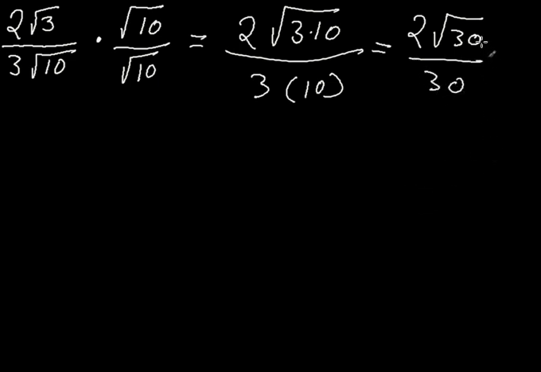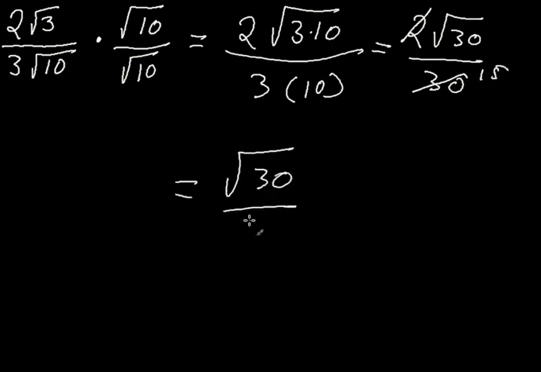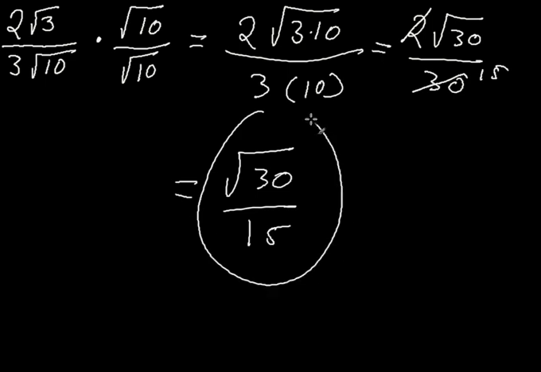And then if I can, I want to simplify this square root 30, but I'm not going to be able to do that because there isn't a perfect square in there. And then I can reduce this fraction. I have 2 over 30, so I can cut the 2 in half, and 15. So my final answer is going to be root 30 over 15. All right, so hopefully that helps.